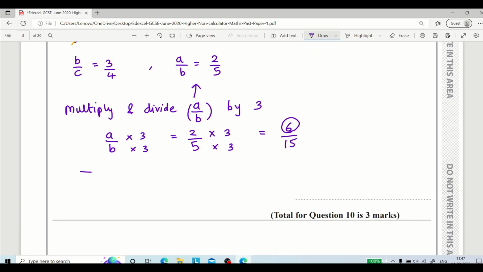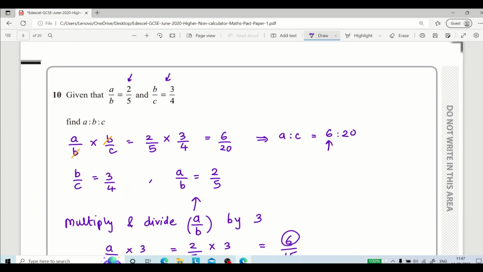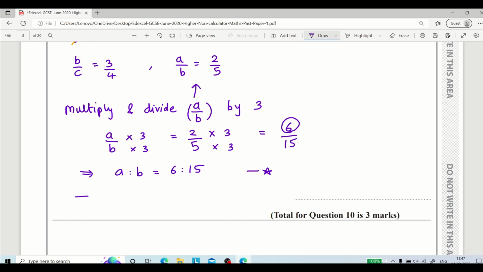So now, this is going to give you A is to B equals 6 over 15. So using this one and this one, what do you get? You'll be getting A is to B is to C equals 6 is to 15 is to how much? 20. So that's your answer. 6 is to 15 is to 20 is the answer.